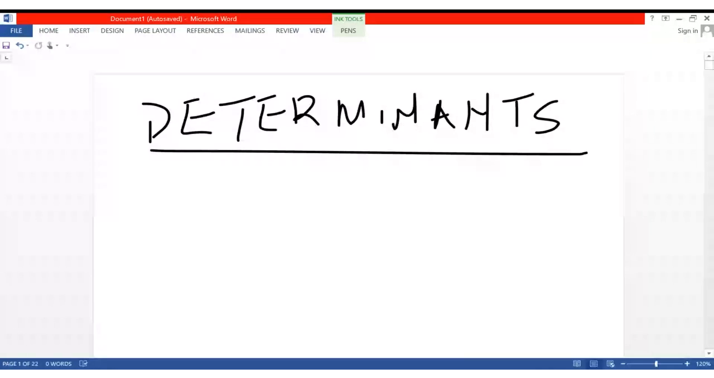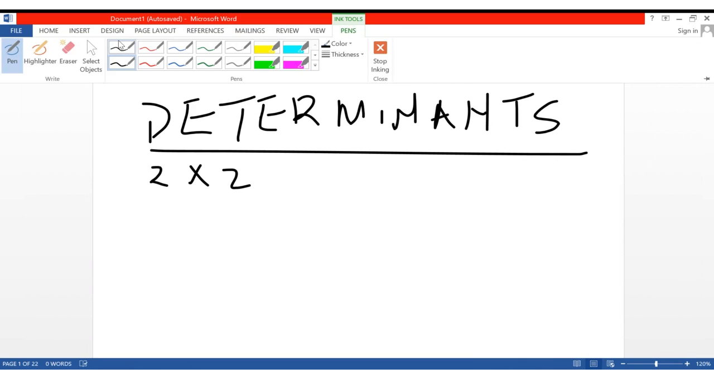So I want to welcome you to today's class on determinants. We shall be looking at 3 by 3 determinants and 2 by 2 determinants. I'll start with the 2 by 2 determinant. How do we calculate the determinant of a 2 by 2 matrix?